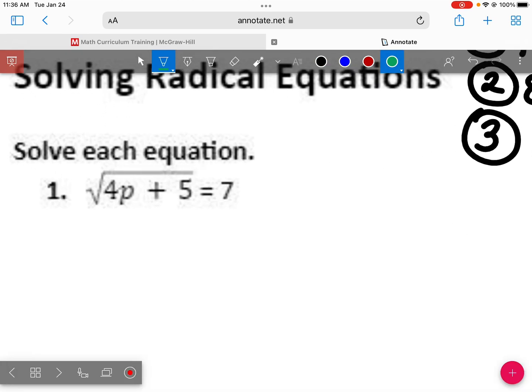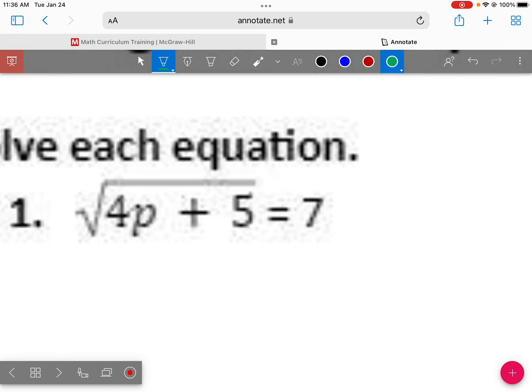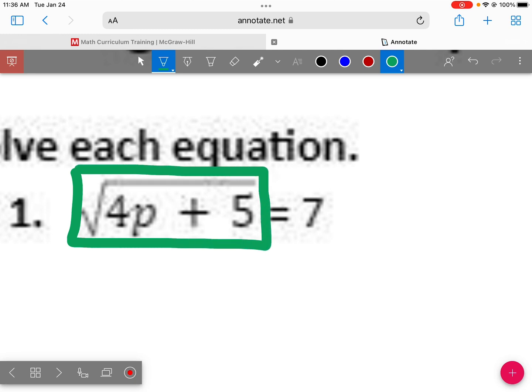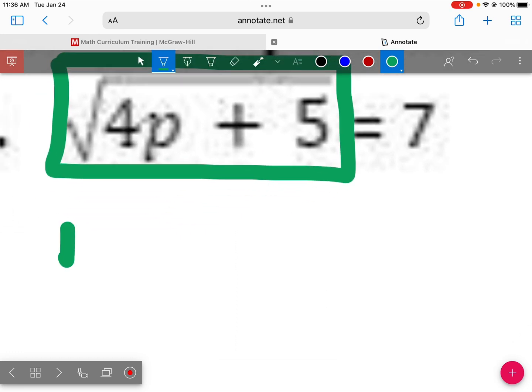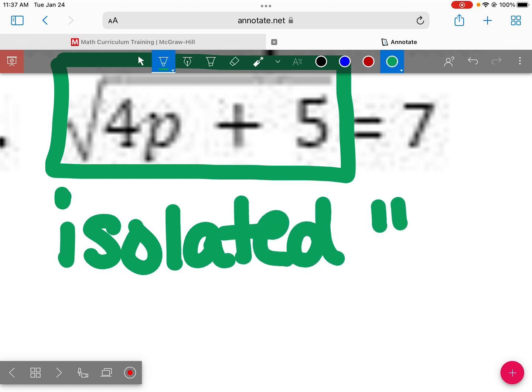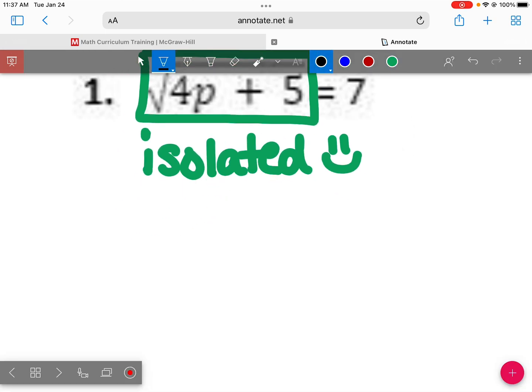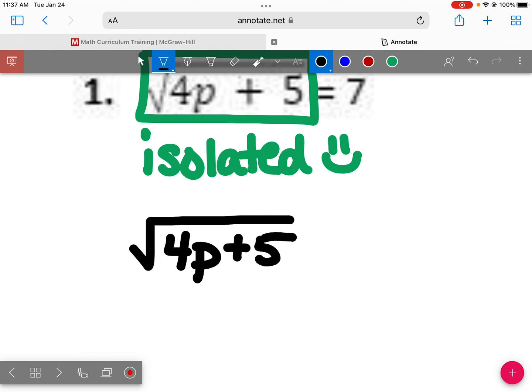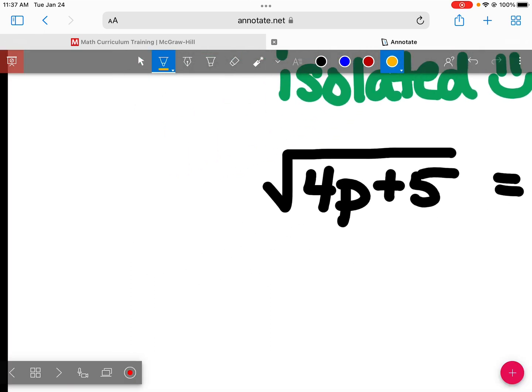So on the first one, step number 1 is to isolate my radical. Well, here's my radical. Is there anything else on the left-hand side of this equation? This is already isolated for me. So step 1 is already done. So then I move on to step 2, and I have to figure out how to eliminate my radical. We said we're going to raise it to the power of the index. What is the index here? Index is 2.